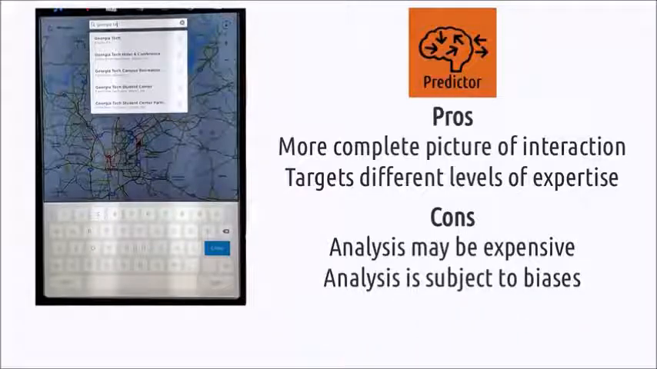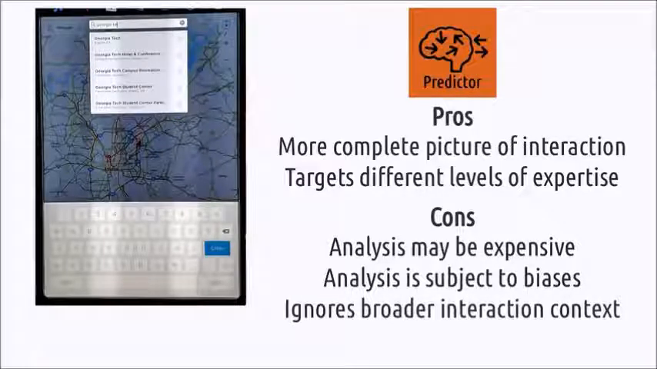If the person analyzing that data has some suspicions about what they think the better interface would be, they're very likely to imbue their analysis with those biases and only focus on data that confirms what they already think was true. So we have to make sure that they control for those biases. And additionally, when we're using the predictor model, we're still usually ignoring the broader interaction context.